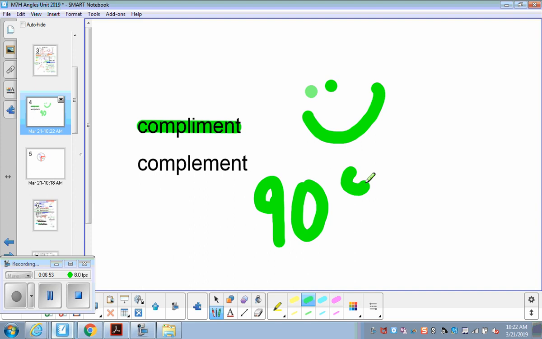Okay, right angles are 90 degrees, so complementary angles add up to 90 because it's the right thing to compliment people. All right, that's just a quick little trick to help you remember that complementary adds up to 90, and then you can just remember that supplementary is the other one.